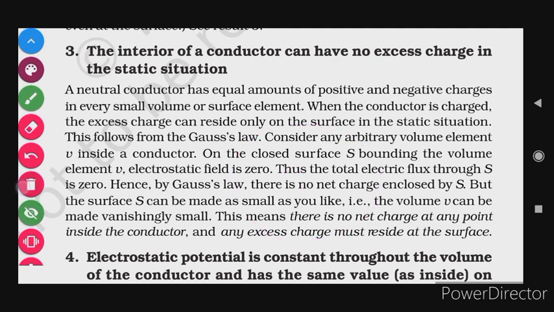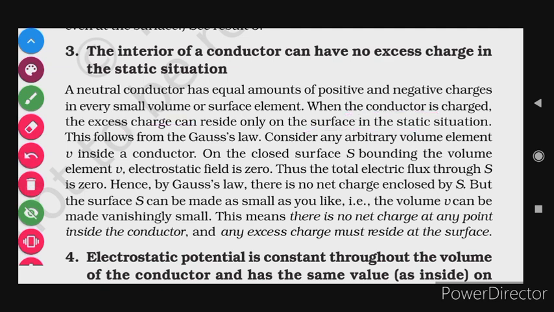Now when the conductor is charged, the excess charge can reside only on the surface in the static situation. In the static situation, that is, charges are not flowing and there is no current, the extra charges, the excess charges, should reside on the surface.